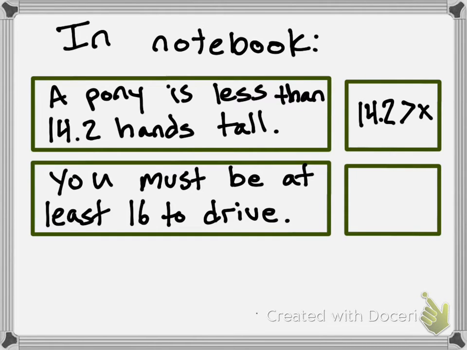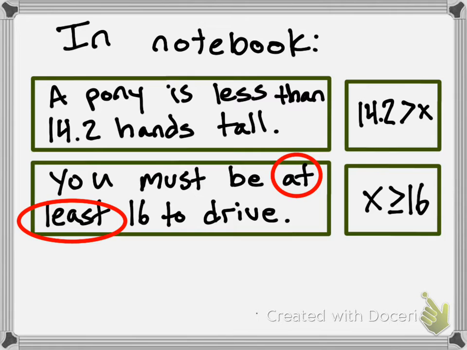What did you get for the next one? I wrote x is greater than or equal to 16. Excellent, because we see those terms right here. We see at least. That means it's going to have a greater than or equal to. Can you be 16? Yes, you can be. So we have to have that equal to bit. But you cannot be under 16. It includes 16. Those key terms, at least, were in our notes from earlier today.